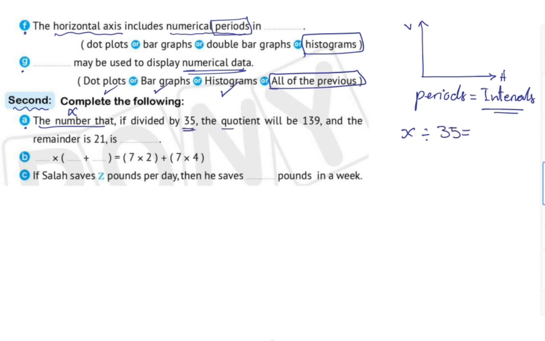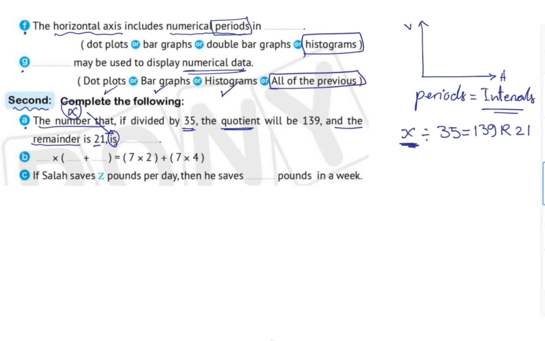Okay, the quotient will be 139 and the remainder is 21. So the number is what? I need to find the value of this x. How to find the value of x?